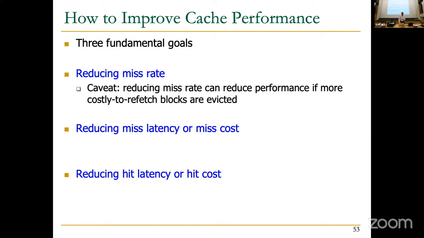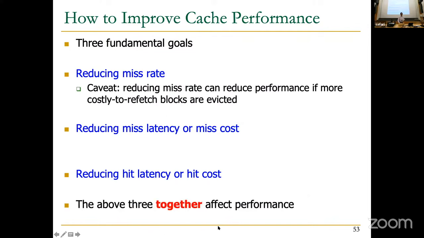So reducing miss rate is good, assuming you don't increase the miss latency or miss cost, for example. We will see that. Reducing hit latency or hit cost is not easy in software, let's say. But essentially, all of these can be influenced by software, especially the miss rates to some extent. So we're going to see some software management very soon. But don't ever forget that all of these above together affect the performance. It's not just about the hit rate or miss rate. It's also about the miss latency, miss cost, and hit latency or hit cost also.